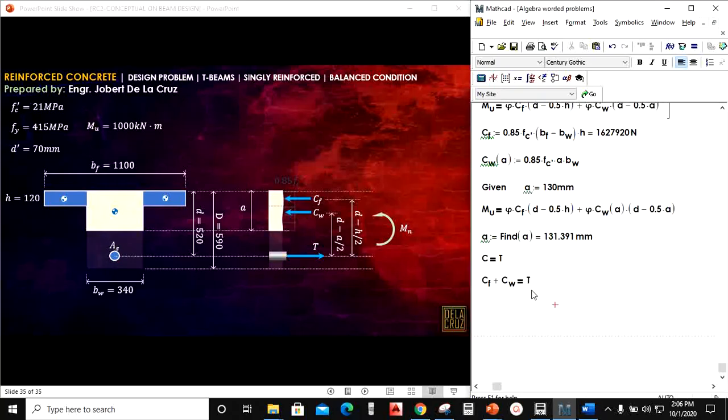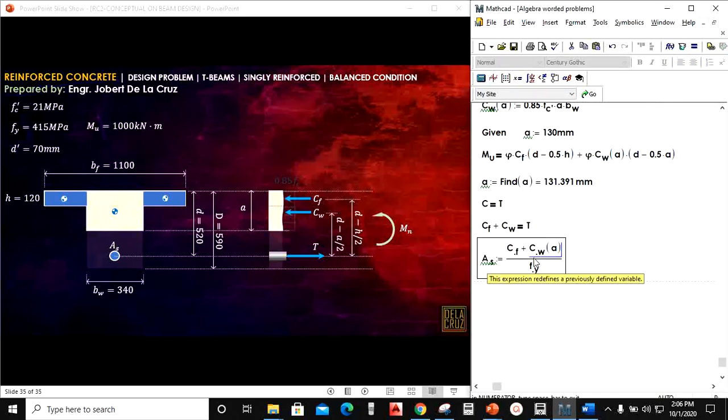And take note, T is equals to AS FY. And idiretso ko na lang, ha? AS is equals to this one, the whole compression of the concrete. And again, I will just say that the CW is a function of A. Para automatic na siya mag-substitute dito lahat. Okay? I hope you can understand this one. Then, divide ko siya by FY lahat. Okay? Dapat maintindihan nyo to, ha? Then, our AS here, in this case, needed is that one. Now, the question is this the answer?